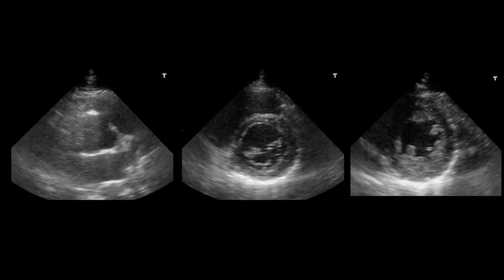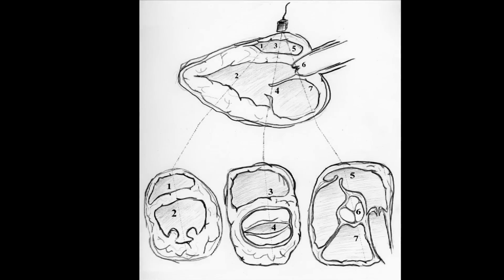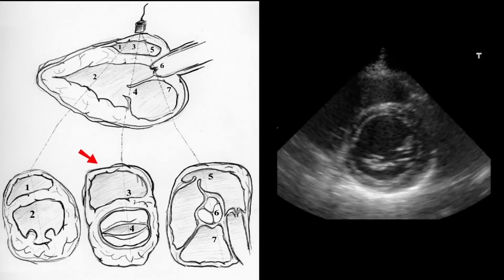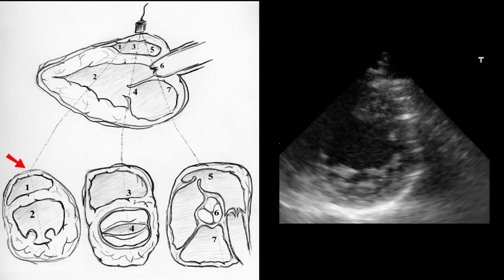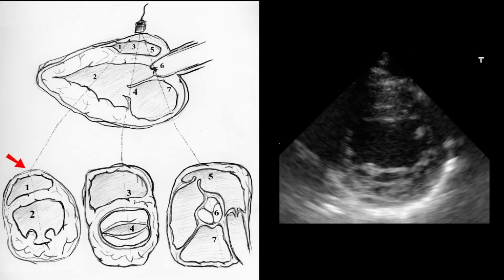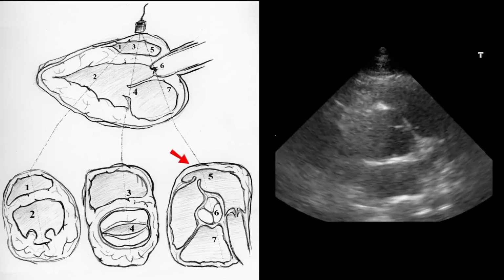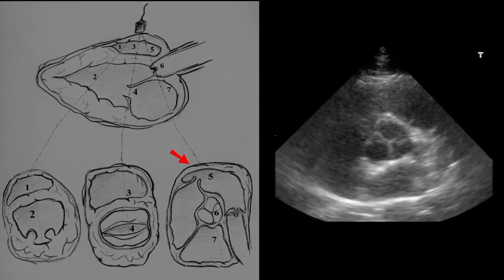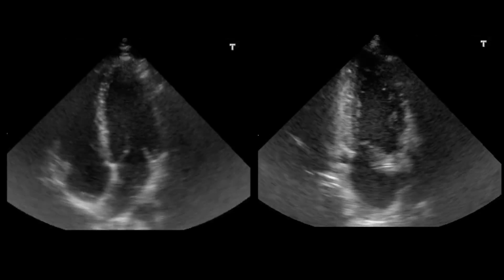The parasternal short axis provides cross-sectional views of the heart. Standard short axis views are usually obtained at the level of the mitral valve, just below the mitral valve at the level of the papillary muscles, and at the level of the aortic valve, or the base of the heart. The last view is the apical view.